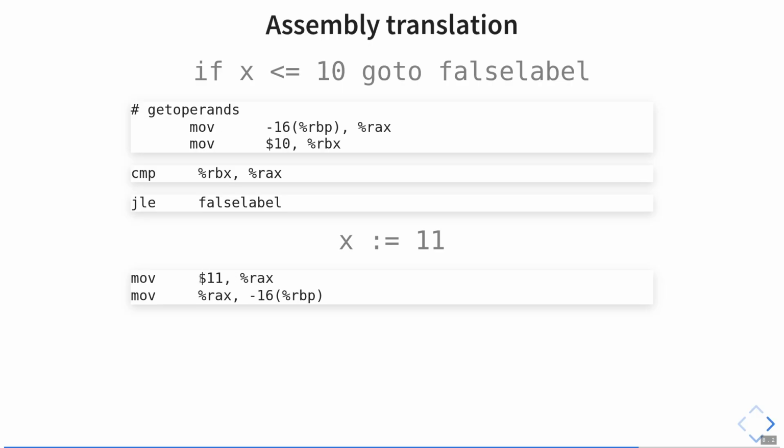And why do we perform this seemingly useless intermediate load here, or move? Why do we do this in our compiler? Why don't we just move 11 directly into negative 16 RBP?